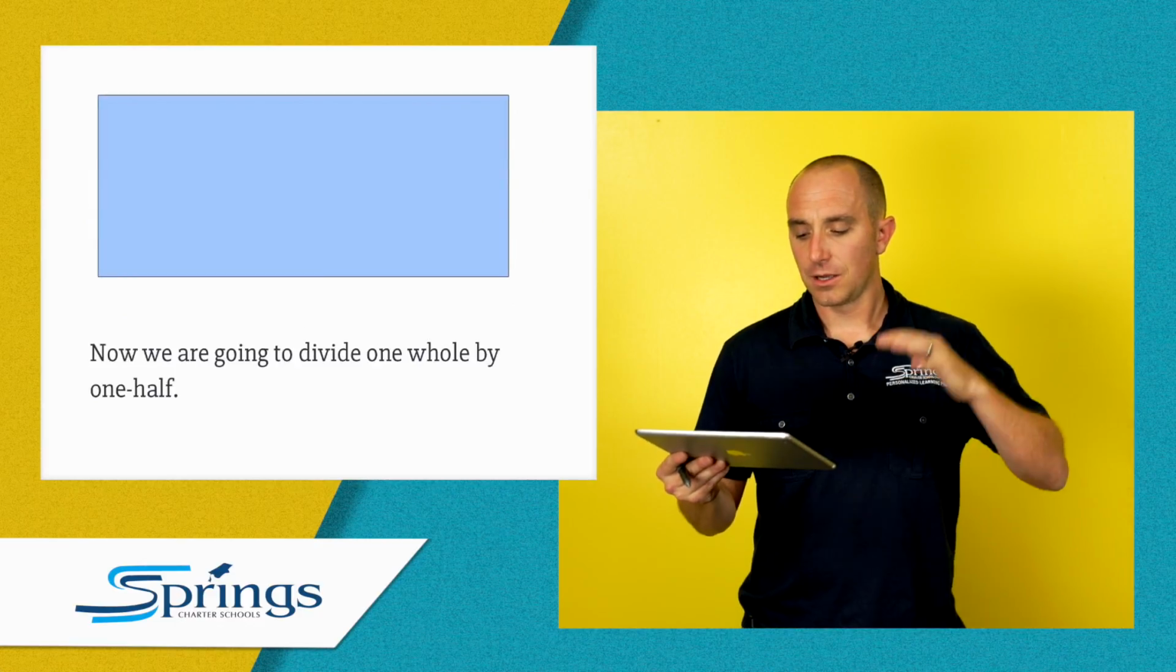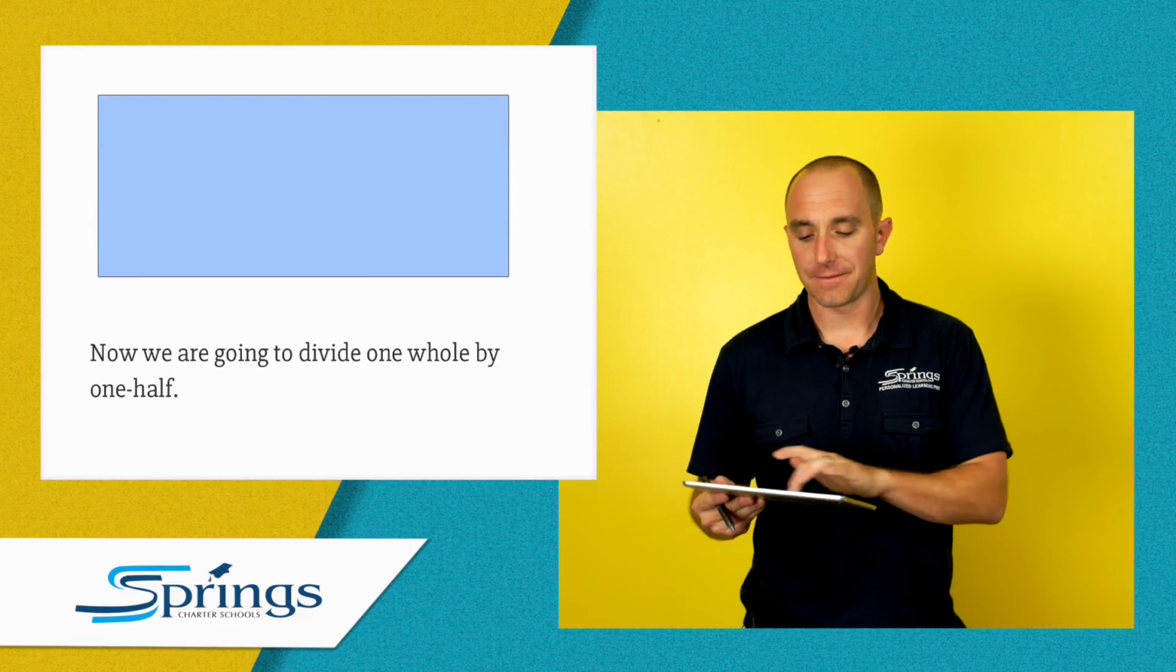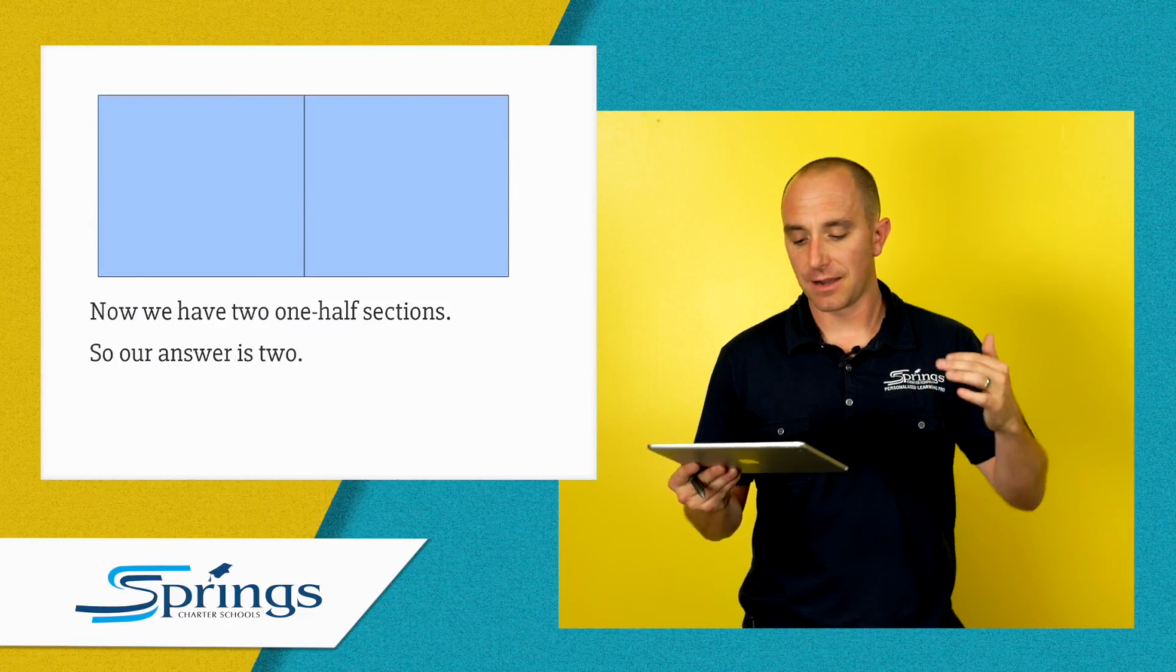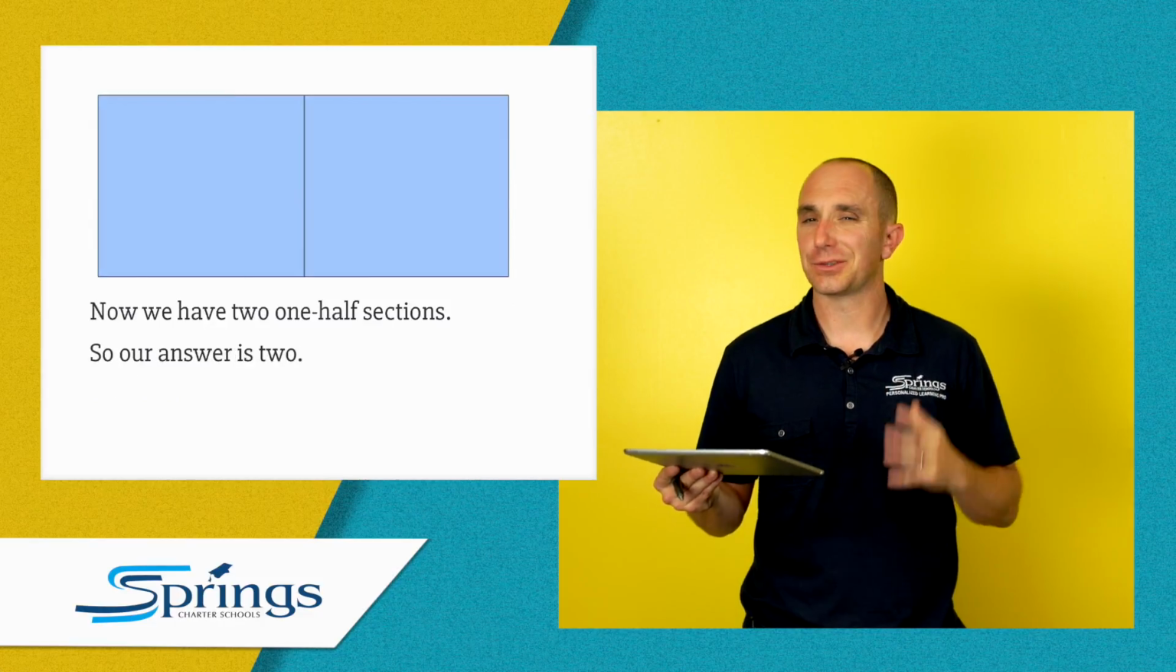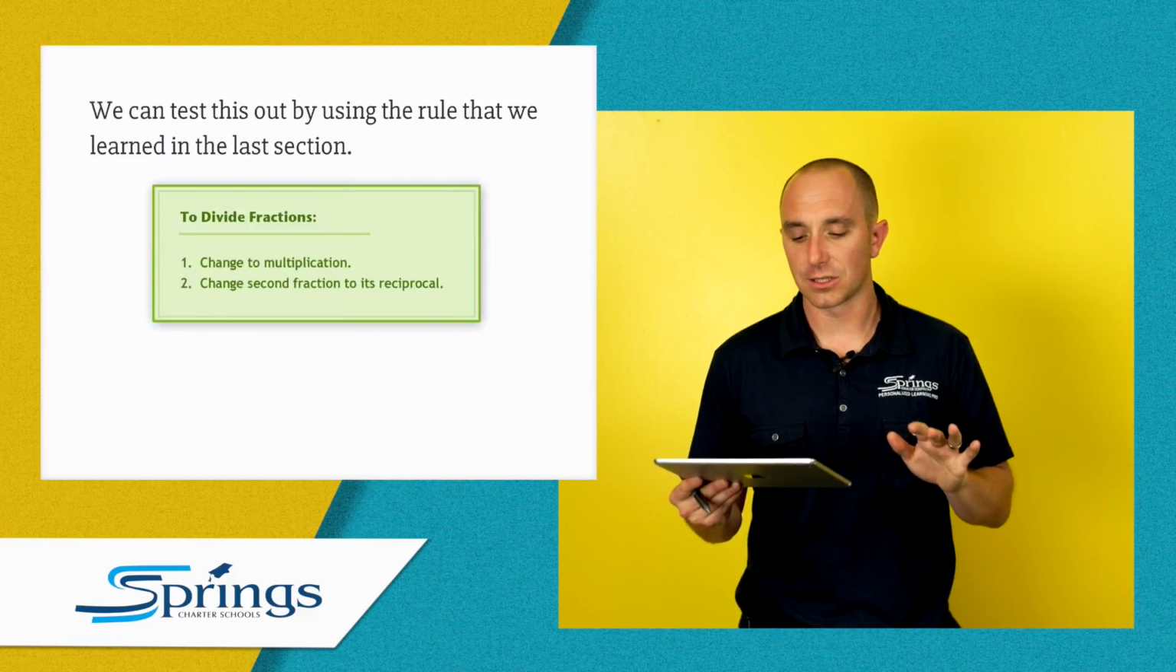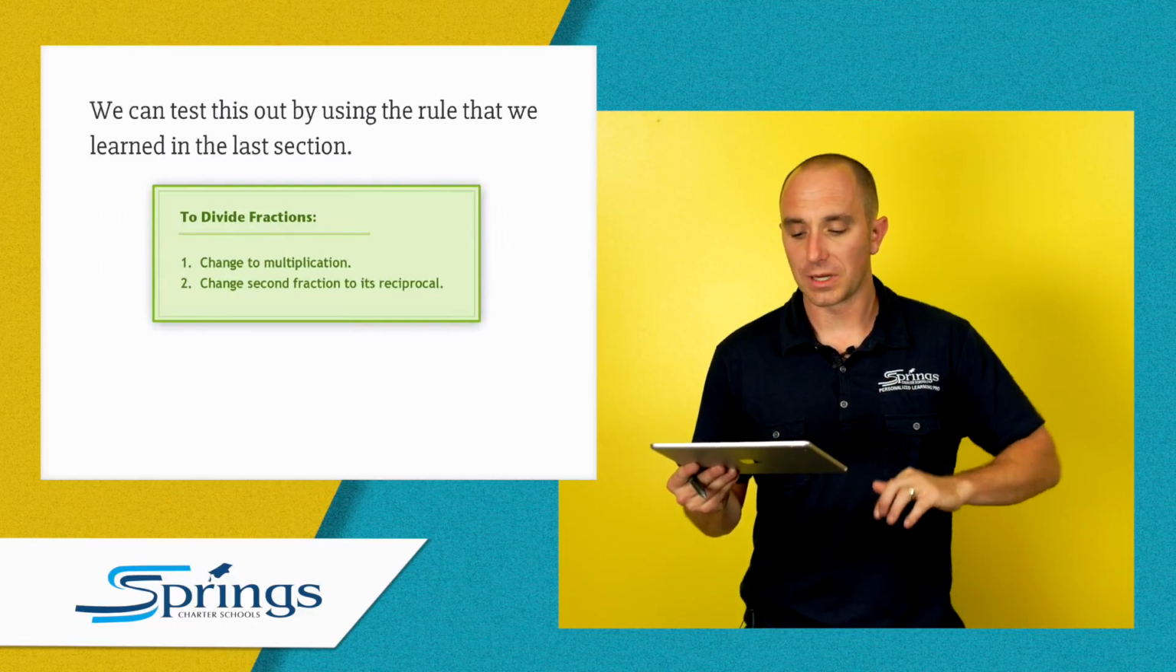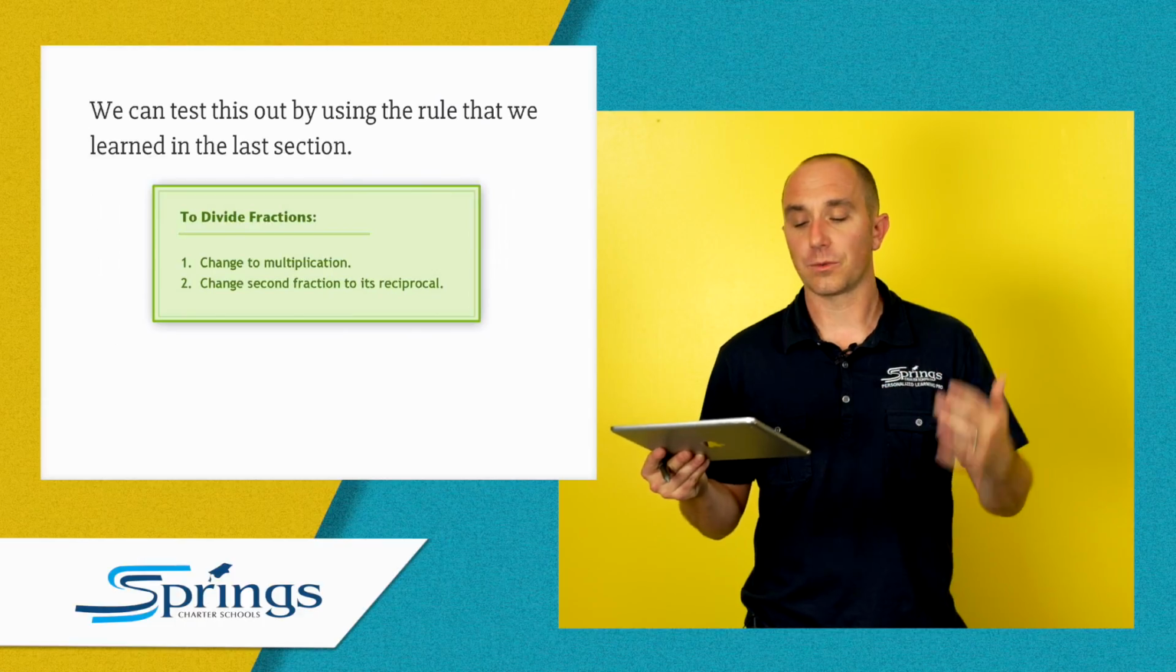So you're going to divide 1 whole by 1/2. So now you're going to have 2 1/2 sections, so your answer is 2. Still a little weird, so let's look at it a different way in a moment. So we can test this out by using the rule that we've learned in the last section.